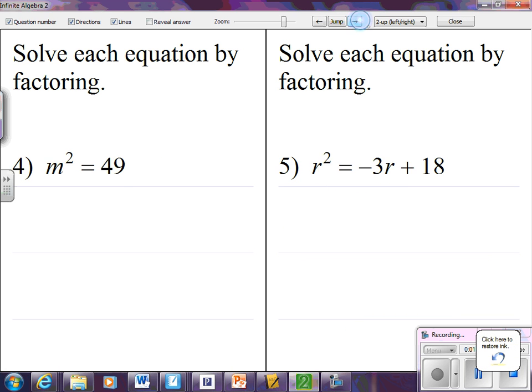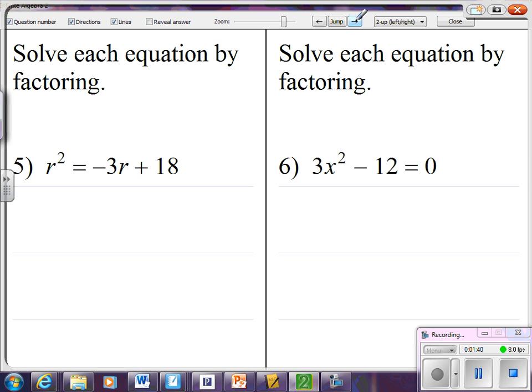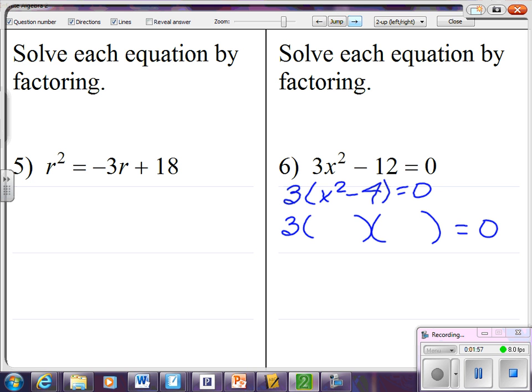You need 5 or 6? Yes, I can do 6. All right. What do you notice? 3x squared minus 12. Yeah, you got to take a 3 out. So I get x squared minus 4 equals 0. What do you notice about x squared and 4, though? Those are perfect squares. Yep. So I get x and x, 2 and 2. One's positive, one's negative.